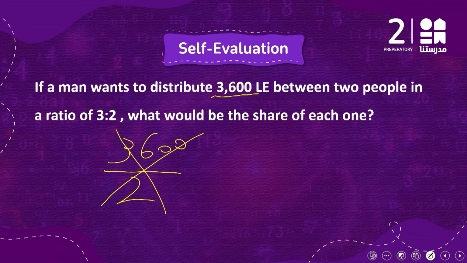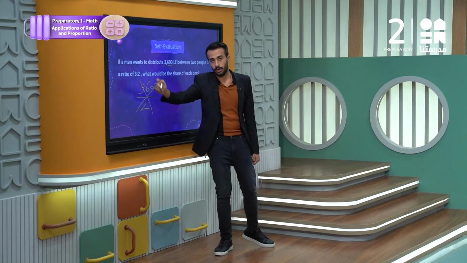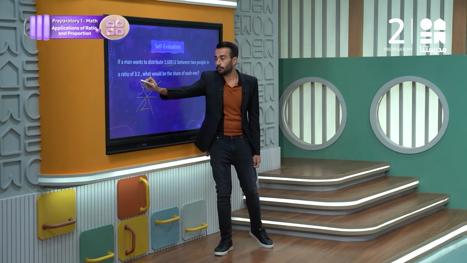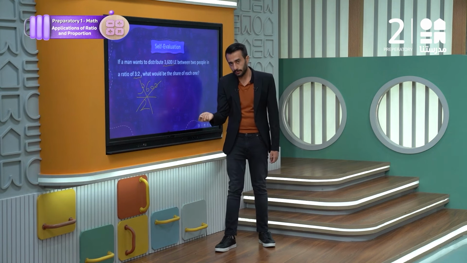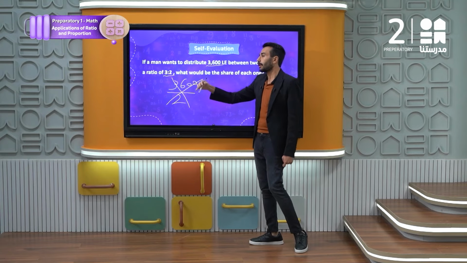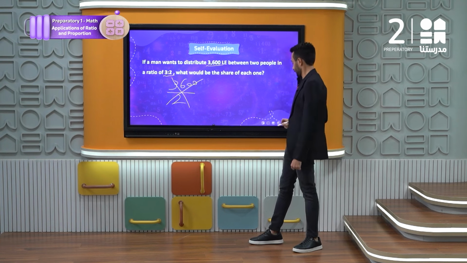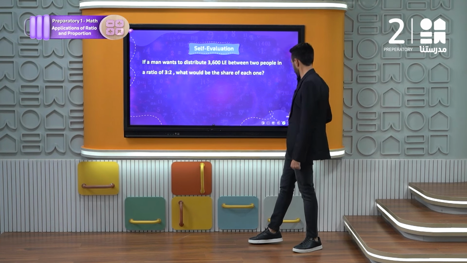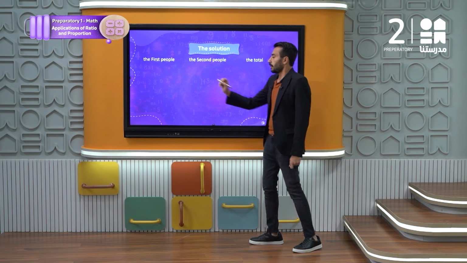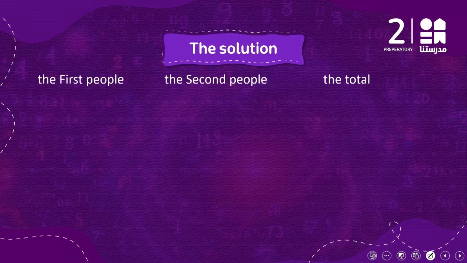In this question, no, he said a ratio. It means a ratio of 3 to 2, which means they will not take the same amount. One of them will take more than the other one. So let's start solving this question. Here we will find the first person, the second person, and then the total. The first person, as we said, will take 3. The second person will take 2. So totally, they will take 5.